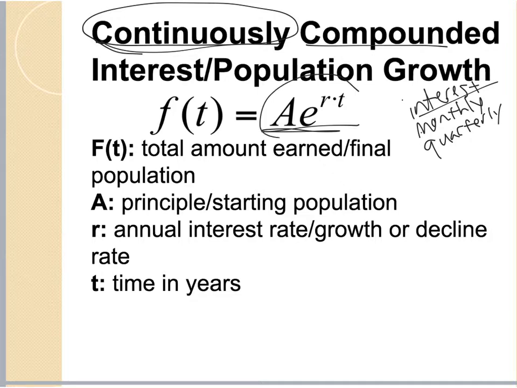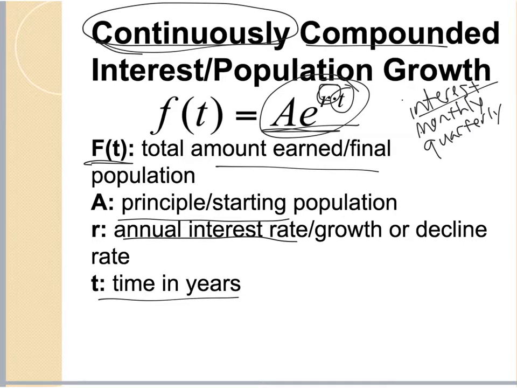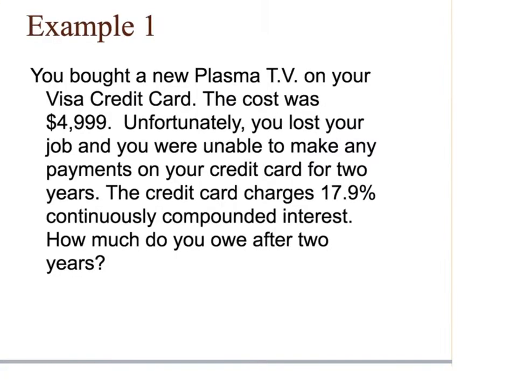It uses f of t equals a times e to the rt, where f of t is the total amount earned after the equation is put through. A is the principal or the starting amount. r is the rate, and it goes up in the exponent with t, the time in years. Again, with all these formulas, you just need to be subbing in what you know and solving for what they ask you to. So let's take a look at the problem.